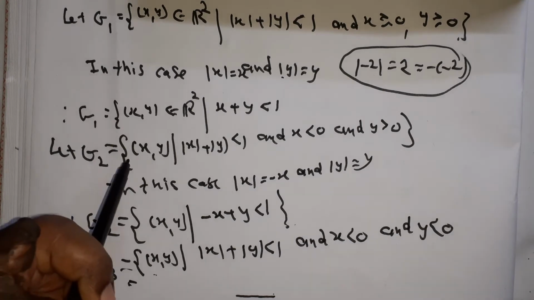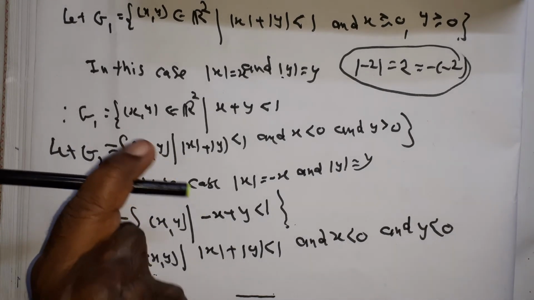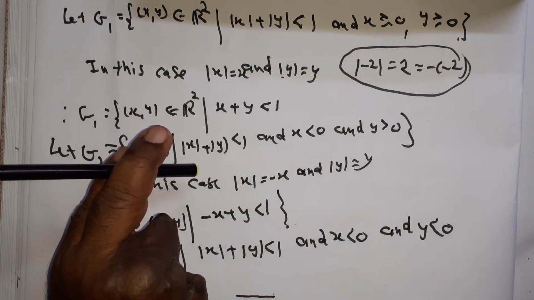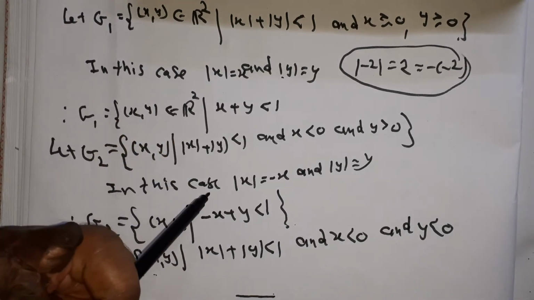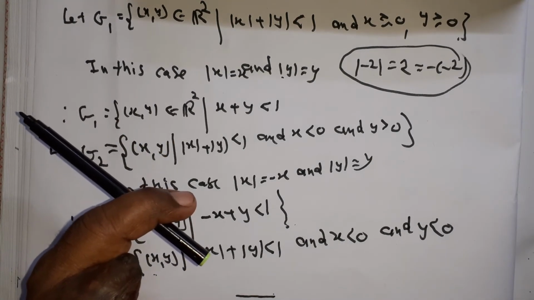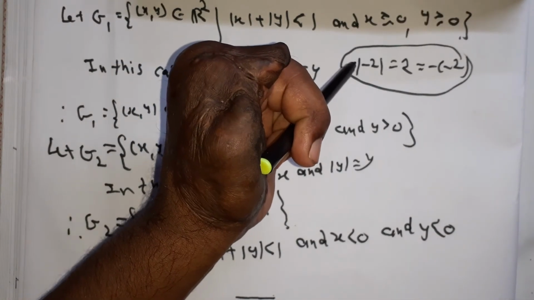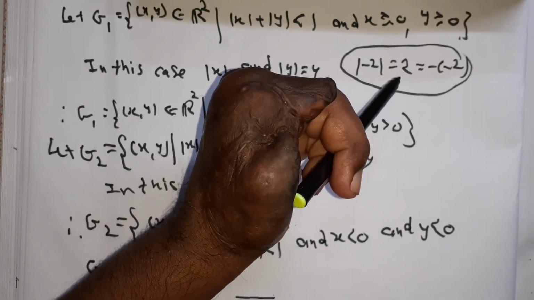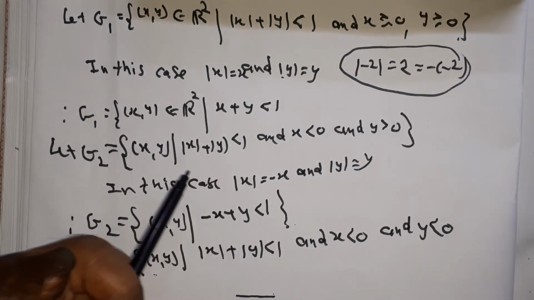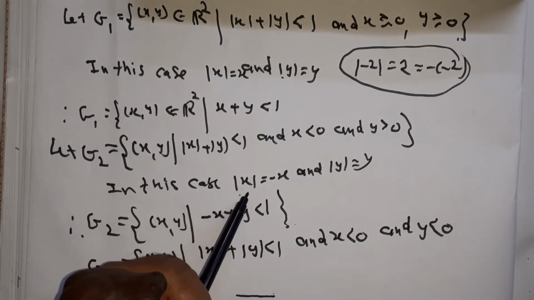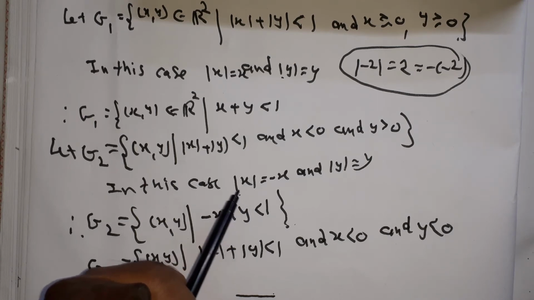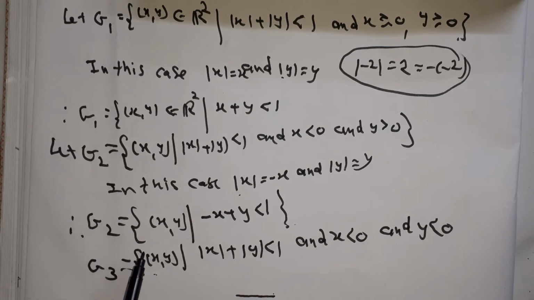Now let G2 be the set of x comma y belong to R2 such that mod of x plus mod of y is less than 1 and x is less than 0 and y is greater than 0. Since x is less than 0, mod of x is equal to minus x. For example, mod of minus 2 is equal to 2, which is minus of minus 2. Therefore mod of x is equal to minus x, and y is greater than 0, therefore mod of y is equal to y. Therefore G2 is the set of x comma y such that minus x plus y is less than 1.